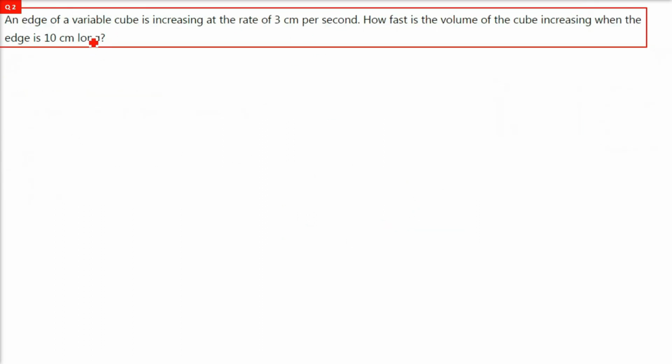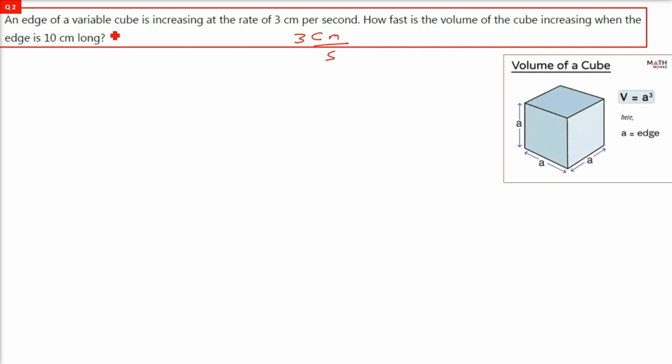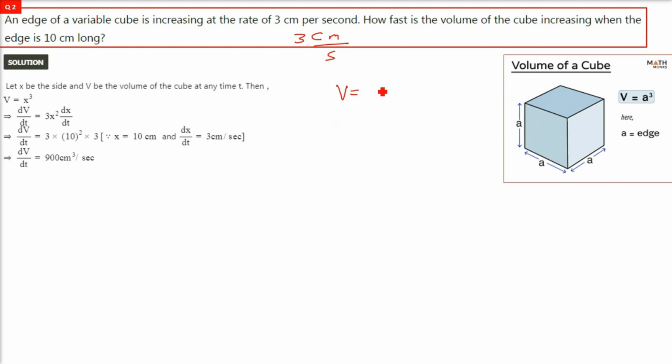An edge of a variable cube is increasing at a rate of 3 cm per second. So 3 cm per second, edge of a variable cube. So there is a cube, but it is varying. It may be increasing, it may be decreasing. But cube is a three-dimensional shape where all the edges are equal. How fast is the volume of the cube increasing when the edge is 10 cm long? What is the volume of the cube? It's x cube here, because we are taking x as the edge of the cube.